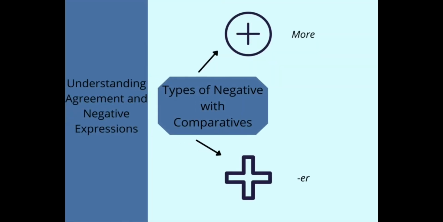There are two types of negative with comparative. Use more or -er. For example, more intelligent, more beautiful, happier, and prettier.